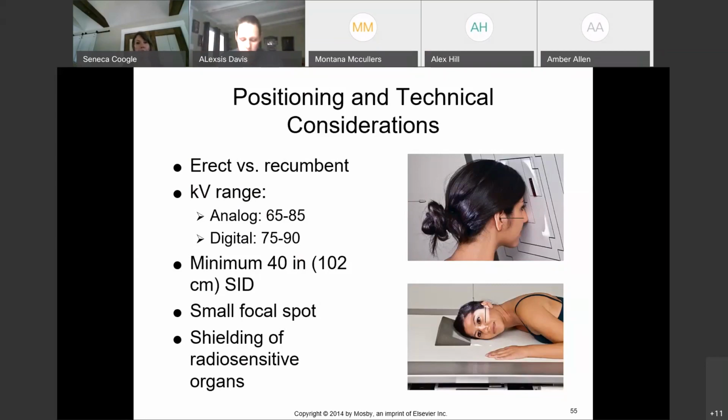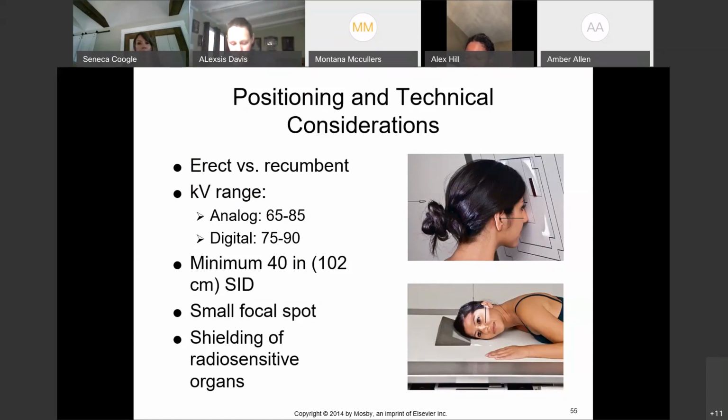The KVP range, digital, we're more concerned with 75 to 90. 85 is a really good happy medium for sinuses. They are air-filled, so you don't want to necessarily burn those out using too much mass and too much KVP.